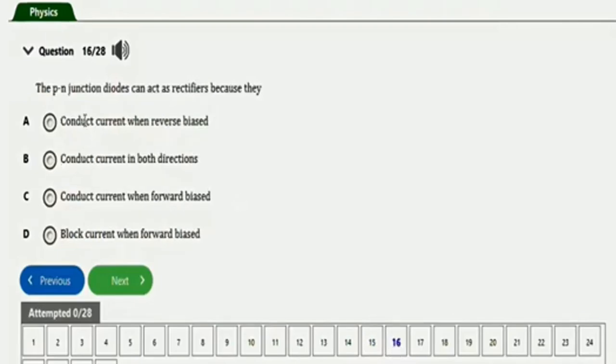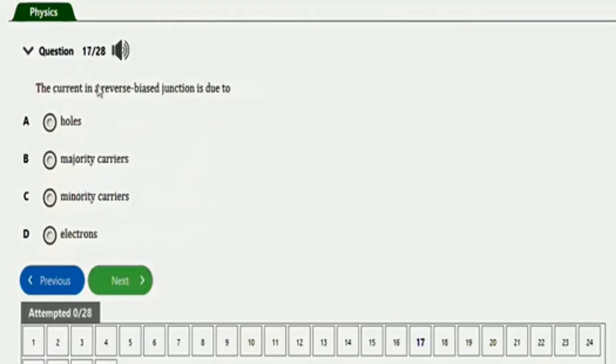It says, a PN junction diode can act as rectifiers because they conduct current when reverse bias, conduct current in both directions, conduct current when forward bias, block current when forward bias. So the right option to this question will be option C, which is conduct current when forward bias. So option C, the right option. Next repeated question will be this one.